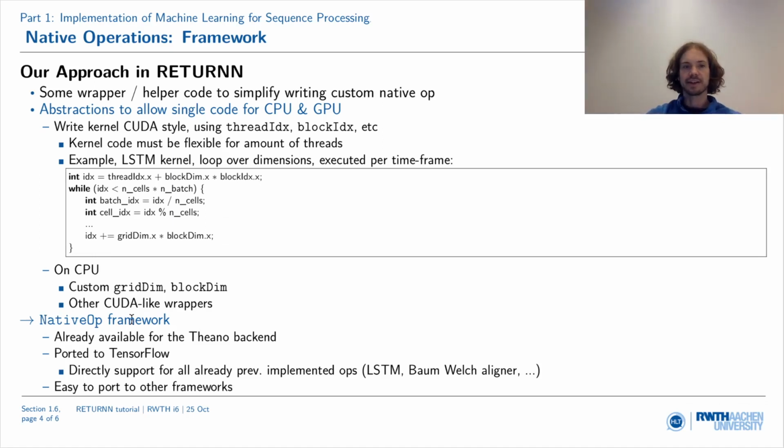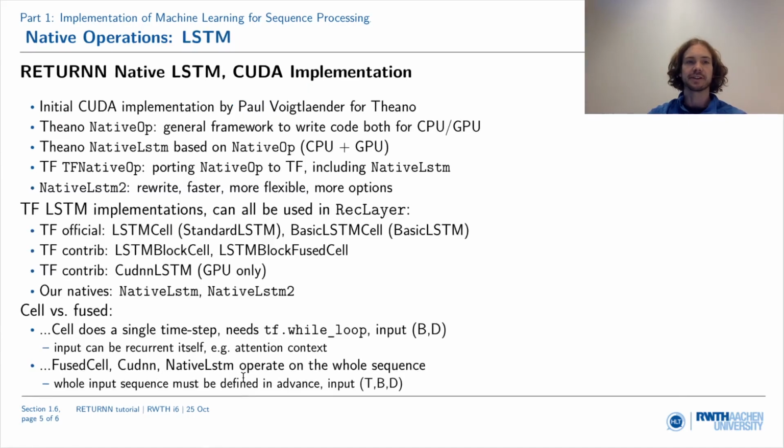And this results in our native op framework. We already had that for Theano, then later ported to TensorFlow. And this is also easy to port to other frameworks like PyTorch. So, the history a bit: initially we had the CUDA implementation by Paul Voigtlaender for Theano. Then we introduced this framework. Then I ported this initial CUDA implementation to this framework. Then we had a TensorFlow implementation of that. And later also a new implementation of the LSTM, which got a bit faster and even more flexible.